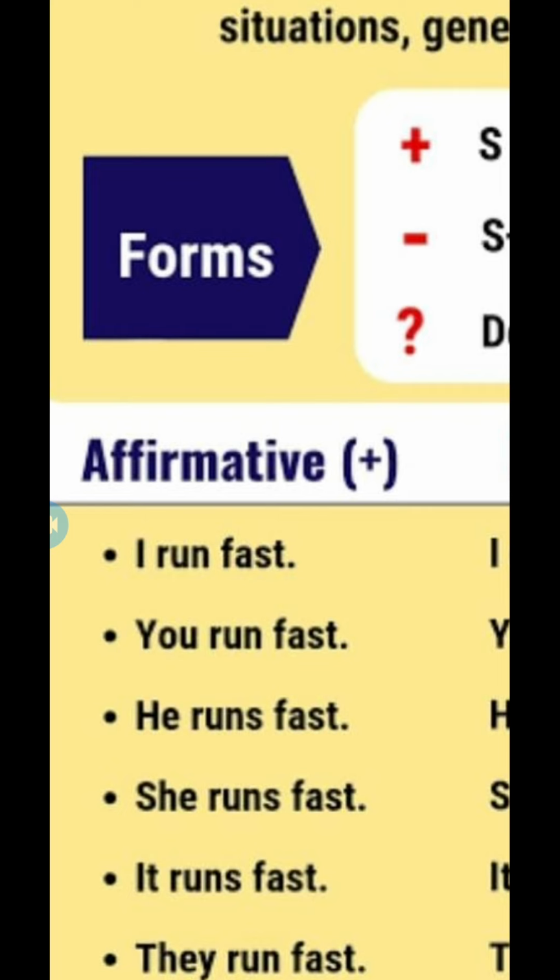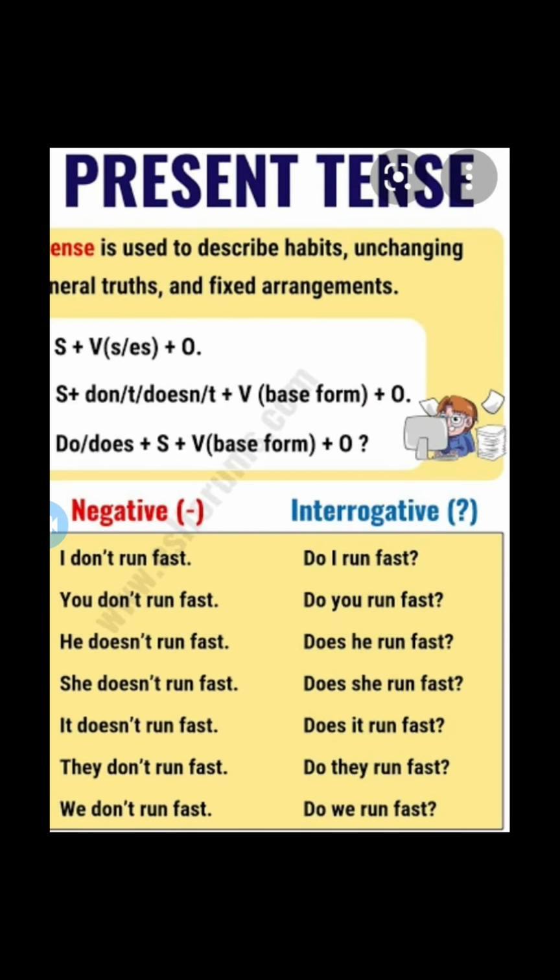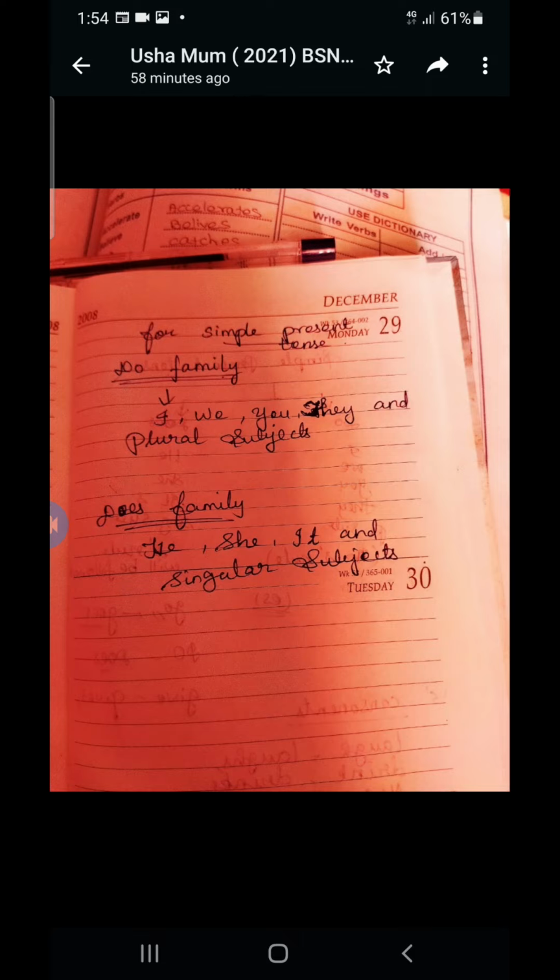Okay, now listen, we can make a lot of sentences. I give you a verb, buy. I buy vegetables from the market. Then how many members remain in do family? I, we buy vegetables from the market. Then you. So we can make an example: you buy vegetables from the market. They buy vegetables from the market. Plural subjects.